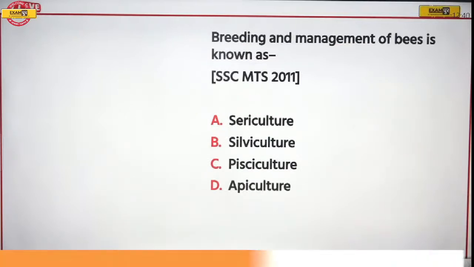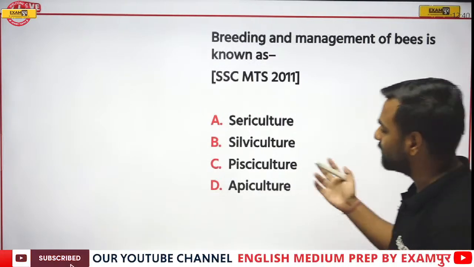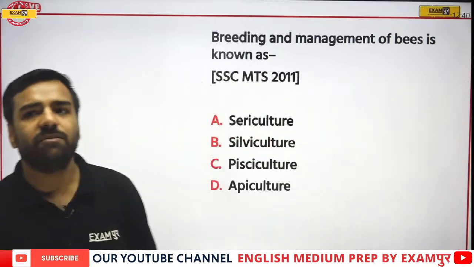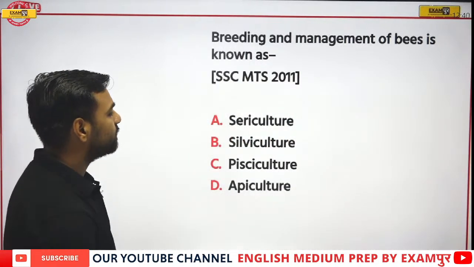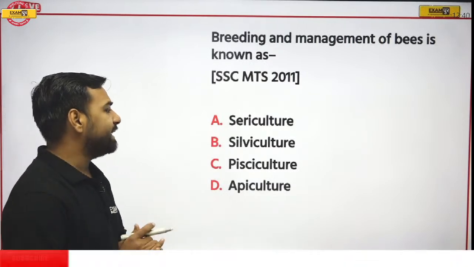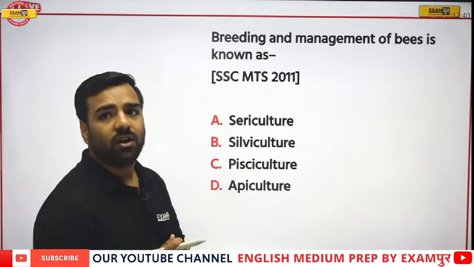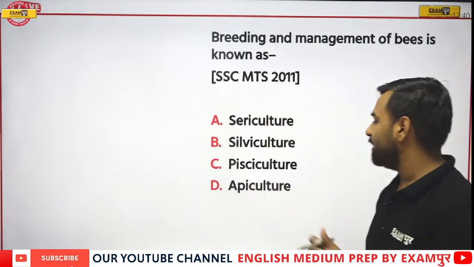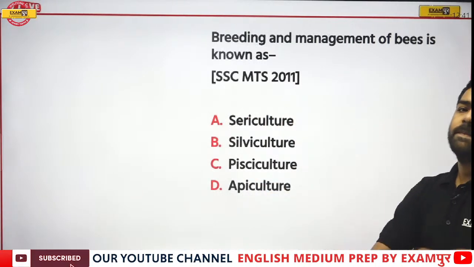Now, breeding and management of bees is known as what? We were discussing about bees, correct? So its breeding and management is known as what? Is it sericulture, is it silviculture, is it pisciculture, or is it apiculture? What is going to be the correct answer?